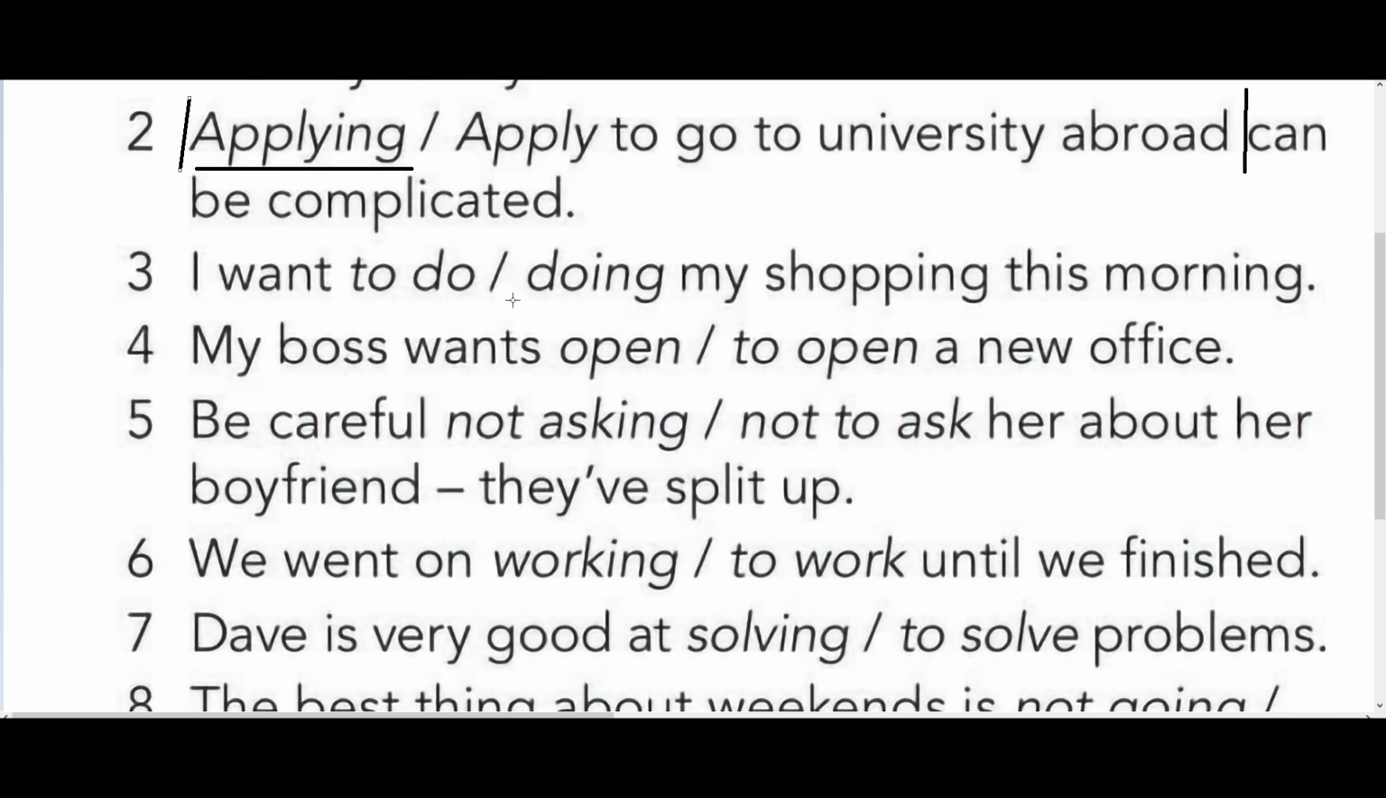I want to do or doing. After want, we use to plus infinitive. It's just the rule. So I want to do my shopping this morning. My boss wants a new office. Again, after want, we use to plus infinitive. My boss wants to open a new office. It's kind of the same.